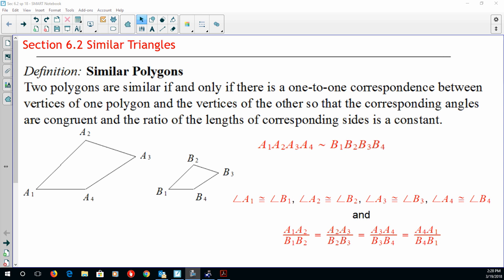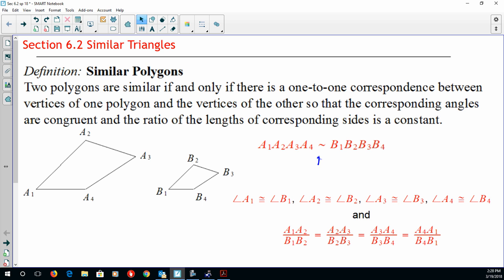Two polygons are similar if and only if there's a one-to-one correspondence between vertices of one and the vertices of another, so that the corresponding angles are congruent and the ratios of the lengths of the corresponding sides is a constant. The picture I've drawn here are two quadrilaterals, and they are similar. And here's the symbol we use for similar.